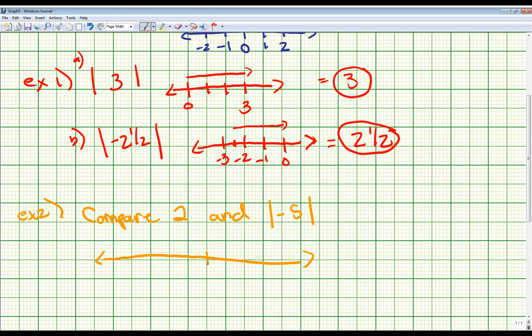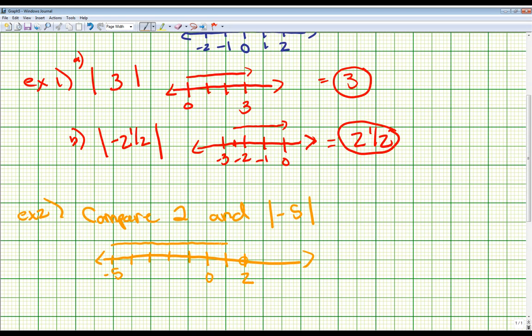Here is our 0. Here's 1, +2. So our +2 would be sitting here. -5 would be down here. However, since the absolute value bars are sitting there, we would have to figure out how many hops that would be away. So 1, 2, 3, 4, 5. How many hops is -5?